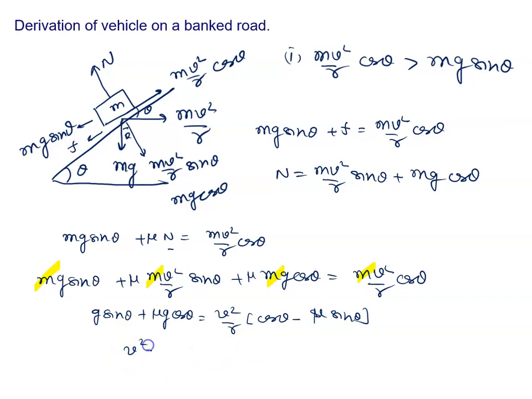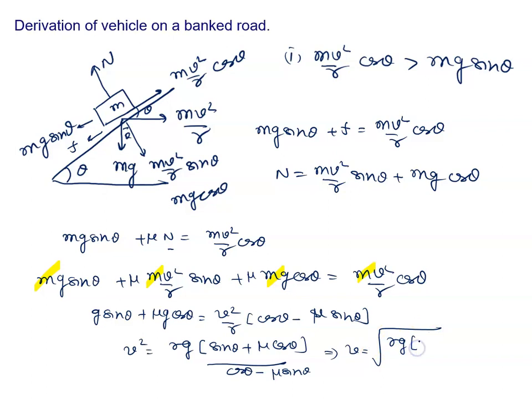So v square is given by rg, then rg कॉमन ले लो इधर से, क्या बच गया sin थीटा प्लस म्यू, rg कॉमन आ गया cos थीटा अपॉन cos थीटा माइनस म्यू sin थीटा. Now we divide by the cos theta, so we will get v is equal to root rg sin theta by cos theta is tan theta plus only mu because cos theta by cos theta 1, upon 1 minus mu tan theta. So this is the expression for the safe speed when the mv square by r cos theta is greater than mg sin theta.